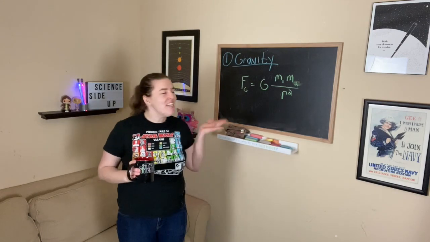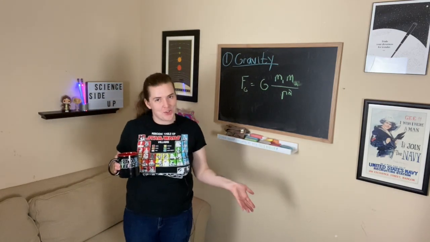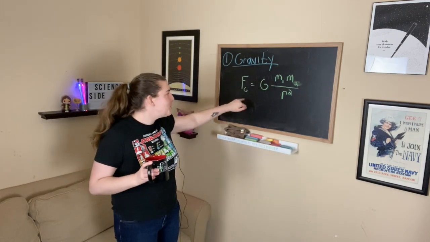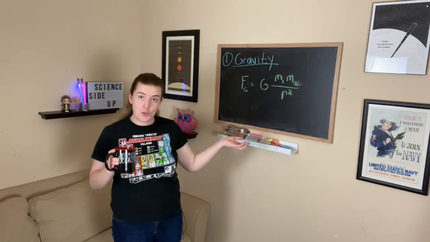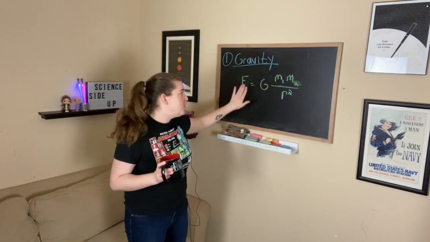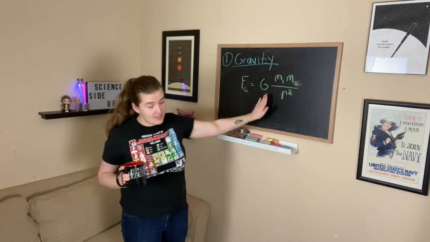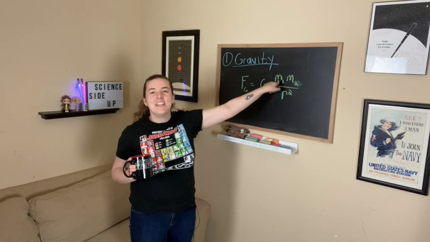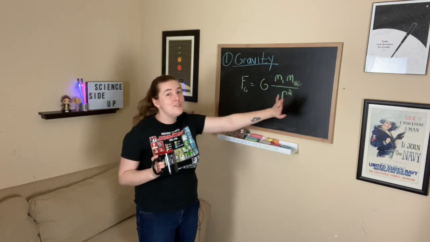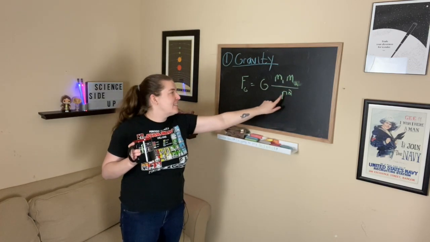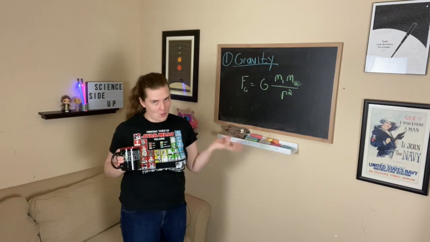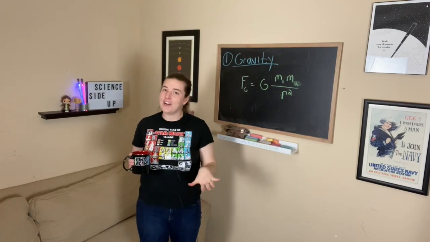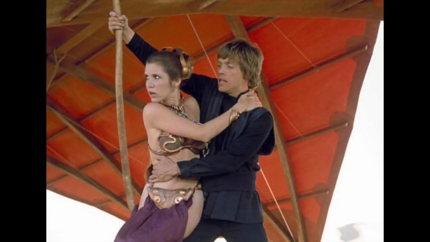Okay, so this is the equation that represents gravitational force. It says that the force due to gravity that acts between 2 objects is equal to the gravitational constant times the mass of the first object, the mass of the second object, and then you divide that by the distance between the objects squared. One of the things that's interesting about gravity is that it's always an attractive force.